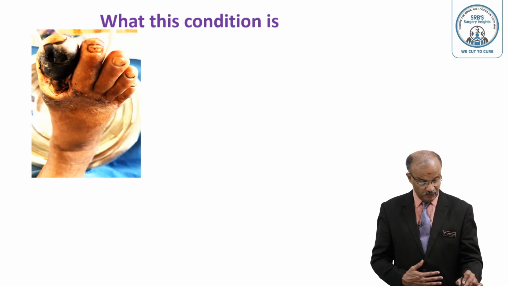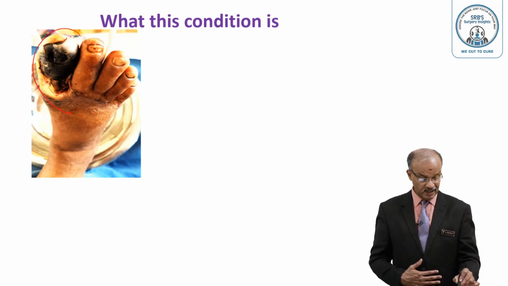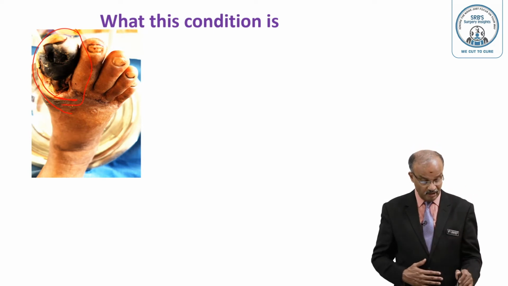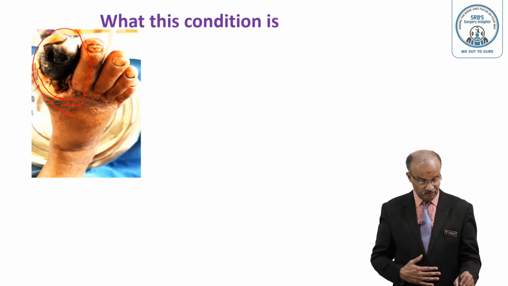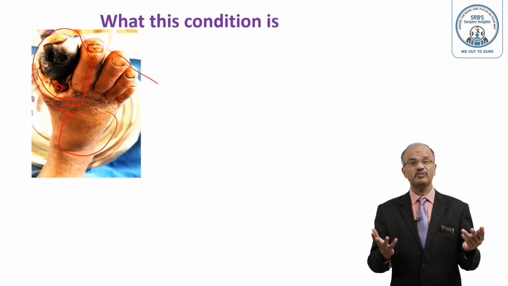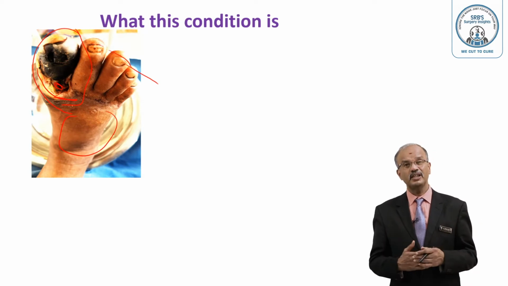You can see that grade 2 is black, dry, and there is a line of demarcation. Line of demarcation is separation from the normal tissue, live tissue, dead tissue separation. And you can see the small bone part here. Edema is there in the foot. Brittleness in the nail of the other toe, that is also important. So it's nothing but ischemia with the gangrene.